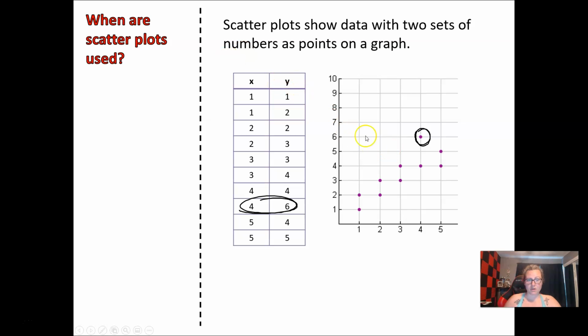It doesn't have a label, but we're going to look at X's and Y's. And this point represents a 4 for the X and a 6 for the Y. So that's just kind of it. It shows the data with 2 sets of numbers. Oops, sorry.